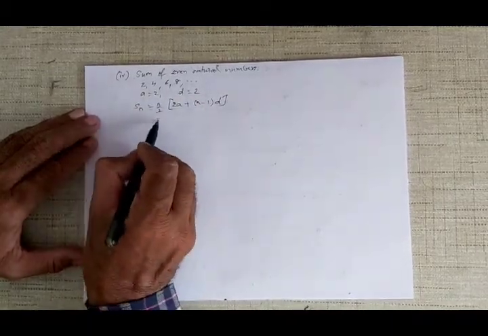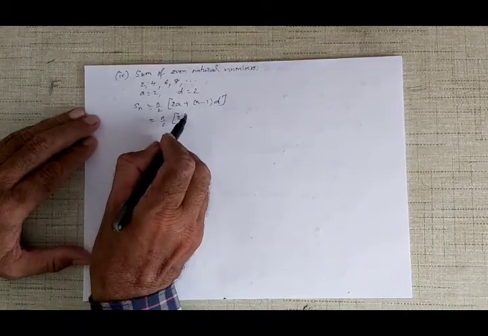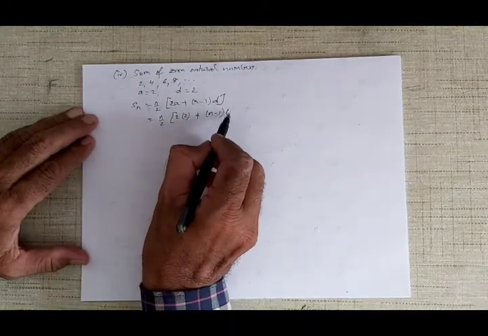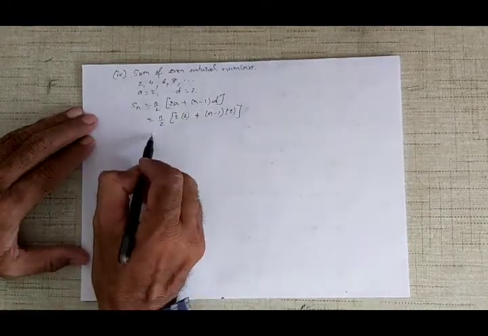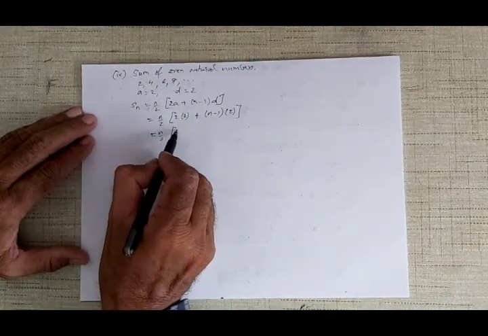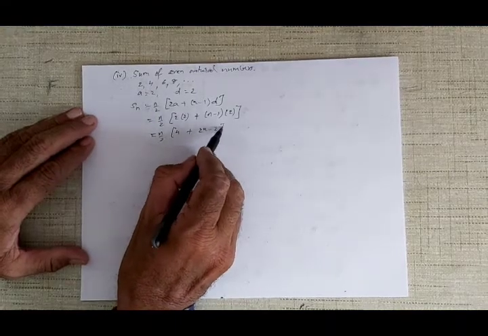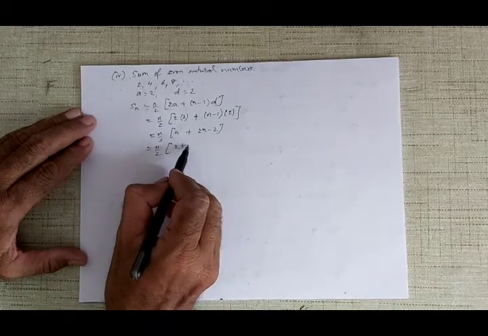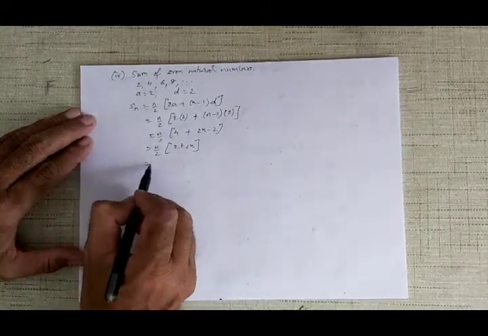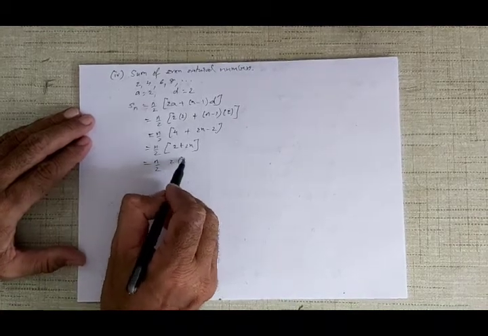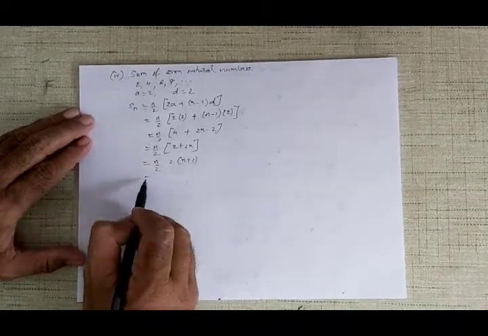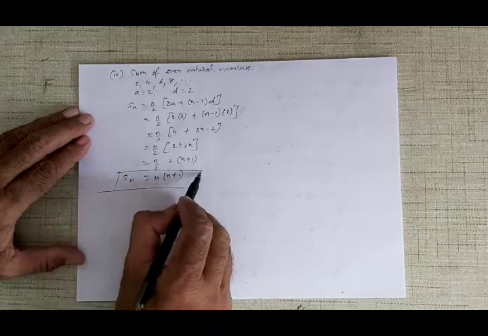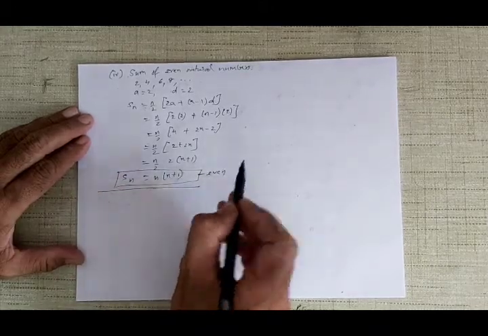Now find out: n by 2 into 2a, the first term is 2, so 2 times 2. n minus 1 into the common difference, which is also 2. So you get n by 2 into bracket 4 plus 2n minus 2. Now 4 minus 2 is 2, plus 2n. So n by 2, now take out 2 common and you get n plus 1 in the bracket. 2 cancels, so n into n plus 1. This is S of n for what? Even natural numbers.